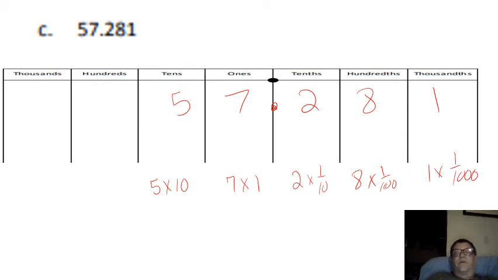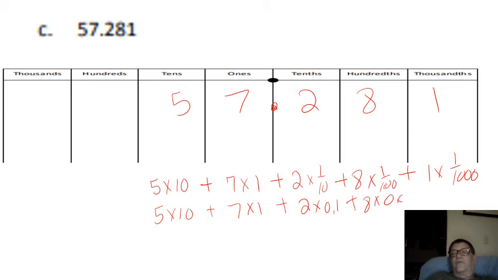Now all I have to do is come back and add the place values to each other. And there's our expanded form. Now, once again, the second type of expanded form you could have is when you write it as decimals instead of fractions. So this would be 2 times 0.1 plus 8 times 0.01 plus 1 times 0.001.